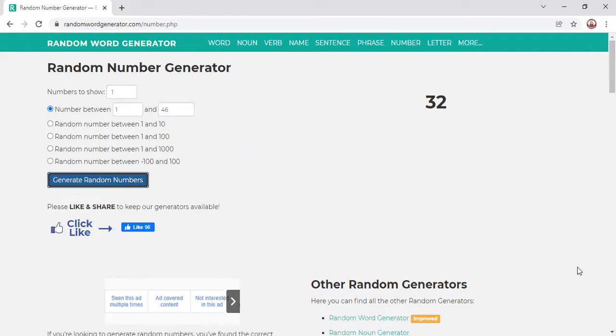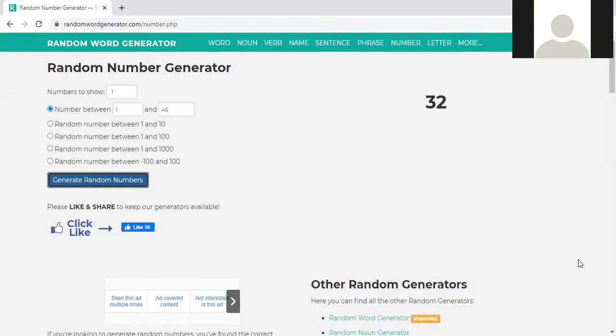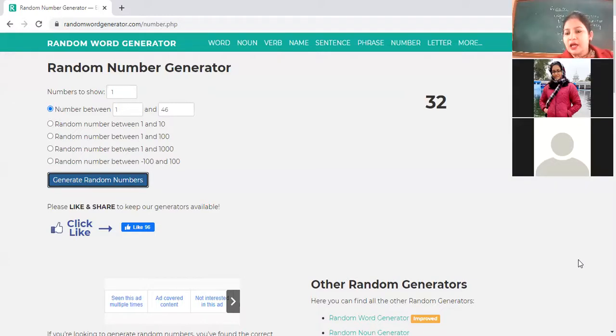38, look, Ravneet is there. Ravneet, unmute yourself. Unmute. Ravneet, unmute yourself, otherwise I'll send you to the waiting room. Speak, child, unmute yourself. Ravneet.